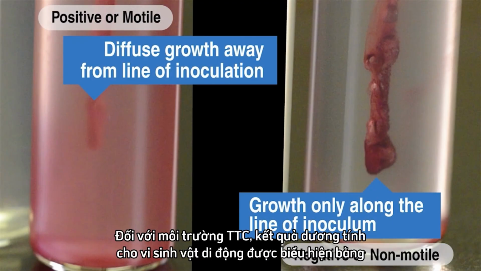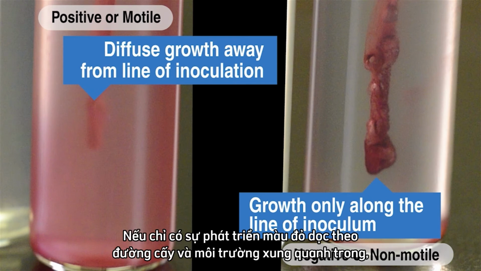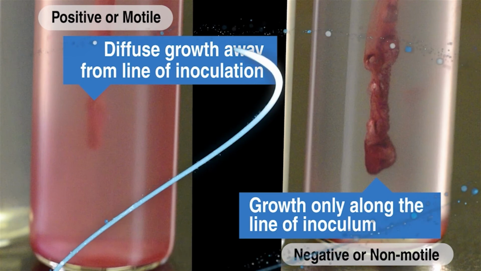For TTC media, a positive test for a motile organism is indicated by a red turbid area that extends away from the line that the medium was inoculated and the media is turbid. If there is red growth only along the line of inoculum and the media is clear around it, then the test is negative for a non-motile organism.